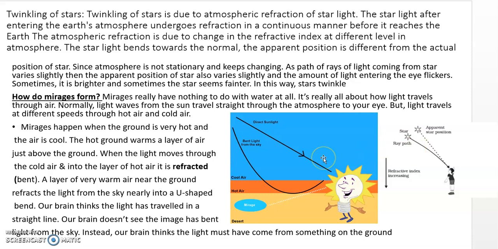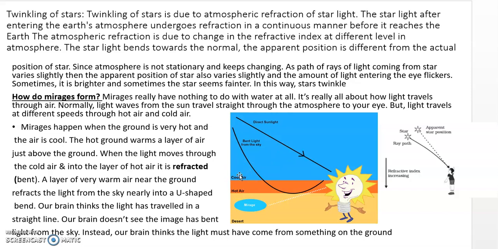Now next, how does a mirage form? This is also due to atmospheric refraction. It is said that it has nothing to do with water, though the example of water is given. It is really all about how light travels through the air. Normally light waves from the sun travel straight through the atmosphere to your eye, but the light travels at a different speed through hot air and cold air.